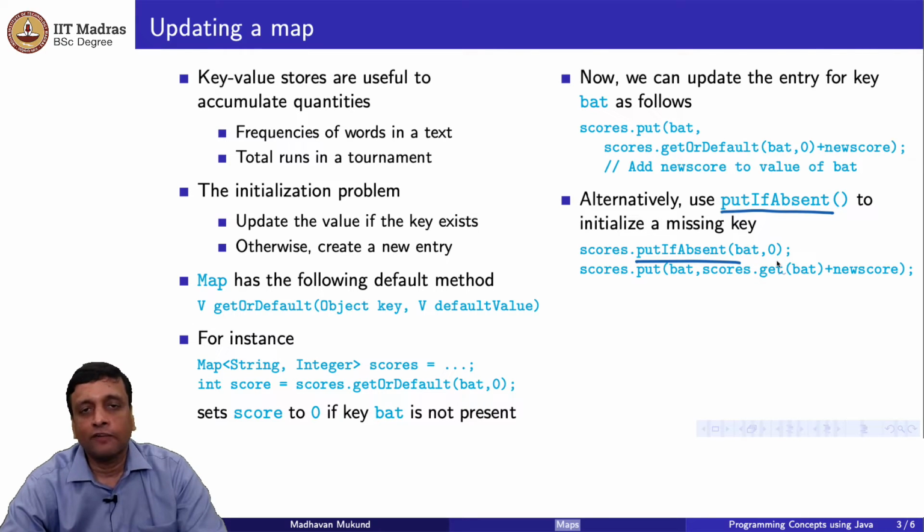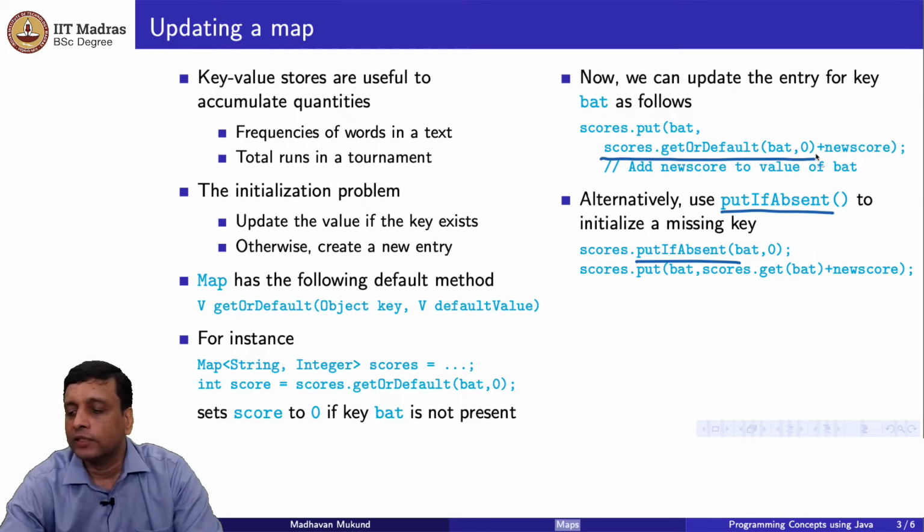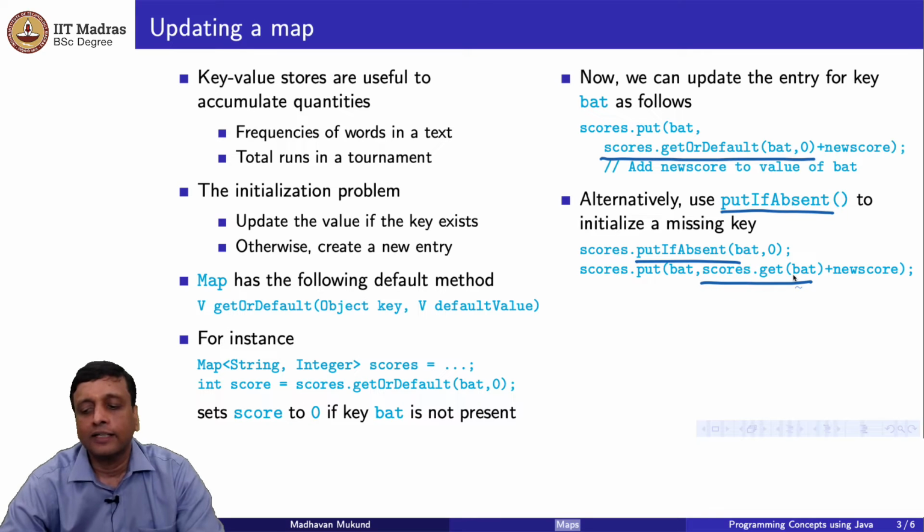So what this will say is if the key bat exists, do nothing. If the key bat does not exist, create a new key value pair with the key bat and the value 0. And now once I've done this, I'm guaranteed that there is either the newly initialized 0 or there was an existing value. So this get or default that I use there can be simplified to just a get, right? So now I can safely look up the key bat, get the value by get, add new score and put it back into bat because of the put if absent, I've guaranteed that that thing actually exists. So this is a different way of achieving the same thing as this get or default.